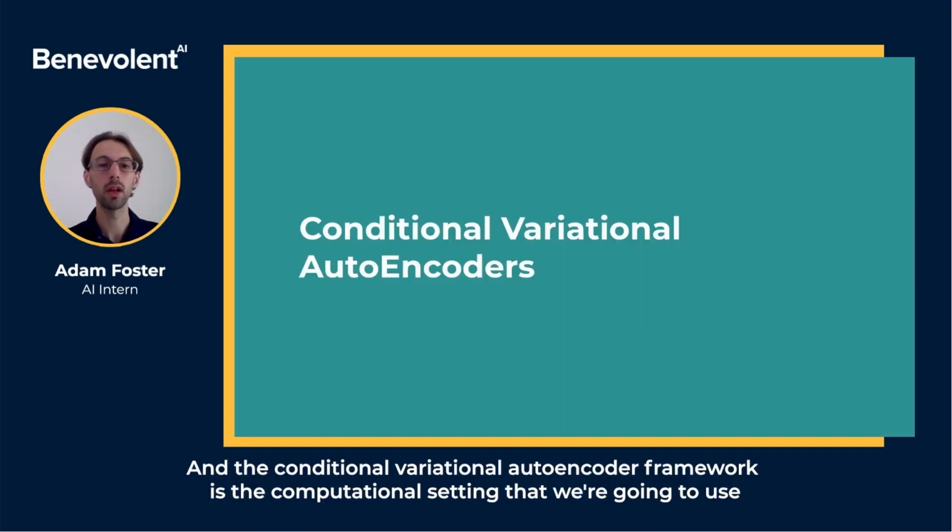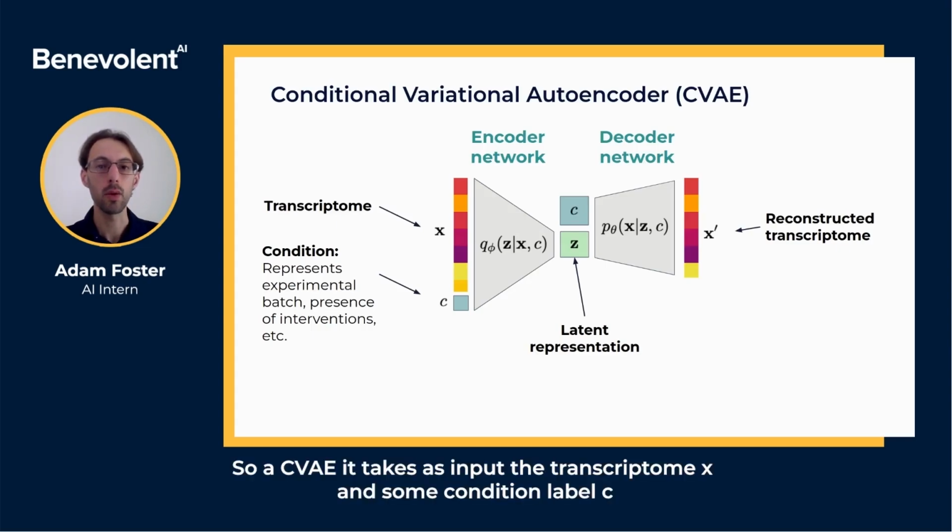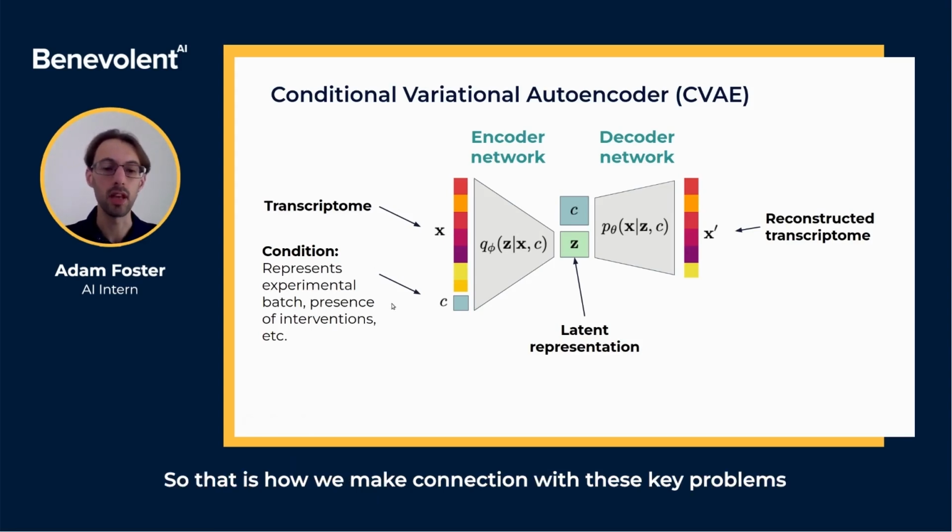And the conditional variational autoencoder framework is the computational setting that we're going to use. That's the representation learning basis that we'll use in this project. So a CVAE takes as input the transcriptome X and some condition label C. So that is how we make the connection with these key problems.